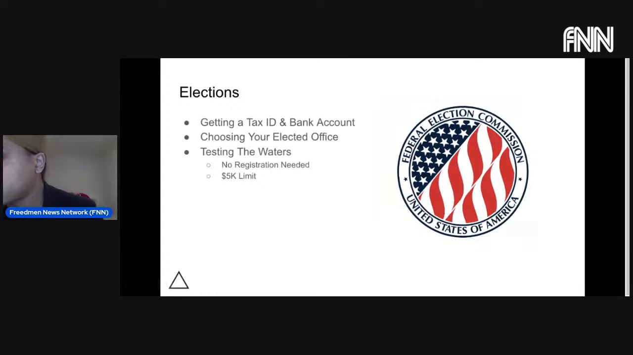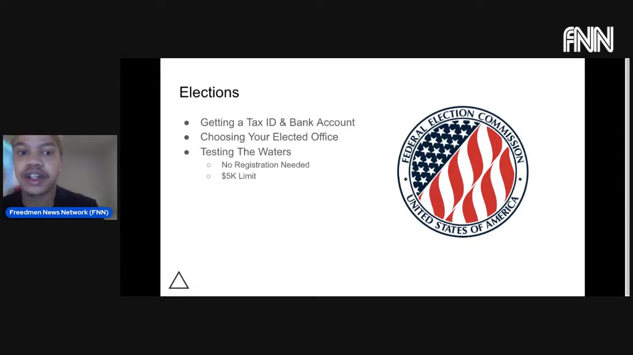Okay, so elections. So the first part that you'll need to run for elected office is you'll need an EIN number, a tax ID number, and you can get that for free from the IRS.gov website. Basically, that EIN number will be unique to your campaign. You can use that to open a bank account associated with your campaign, which will be used to track your funds and report them to the FEC, the Federal Election Commission.